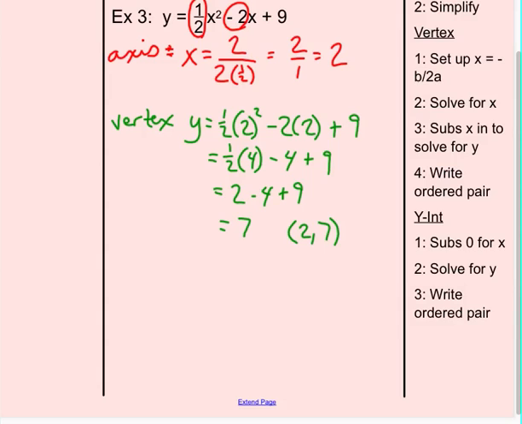And finally, solving for that y-intercept. This is our easy one. We get to look at that shortcut. In this case, the only term not being multiplied by an x is 9. So our y-intercept is 0, 9.